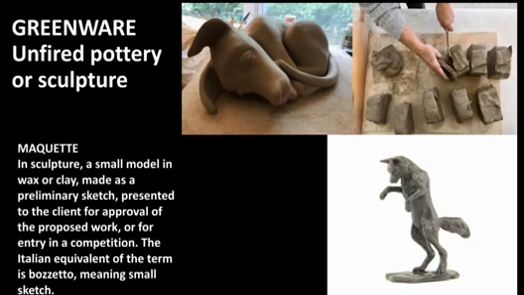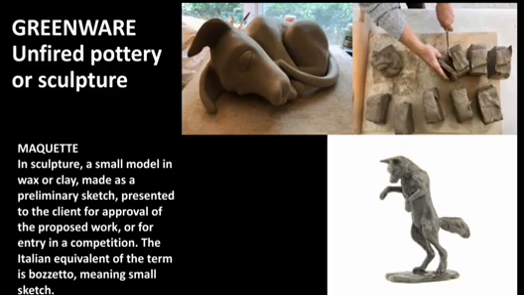Then the next word is greenware. Greenware is unfired pottery or sculpture. Yes, in the first picture there is a dog sculpted, but if you look carefully, you find that the clay is not yet dry. And in the next one you see somebody cutting out clay into different shapes. That is a good example of greenware clay.